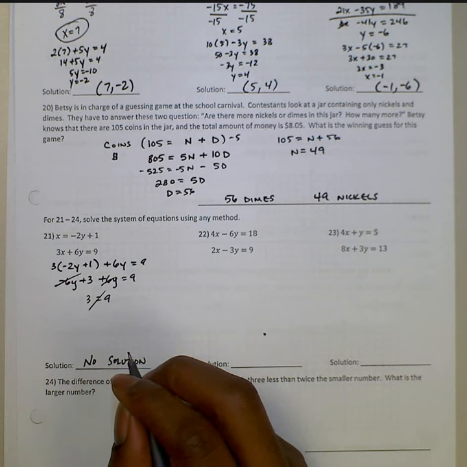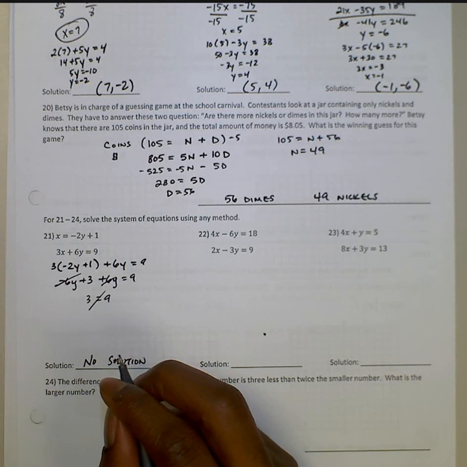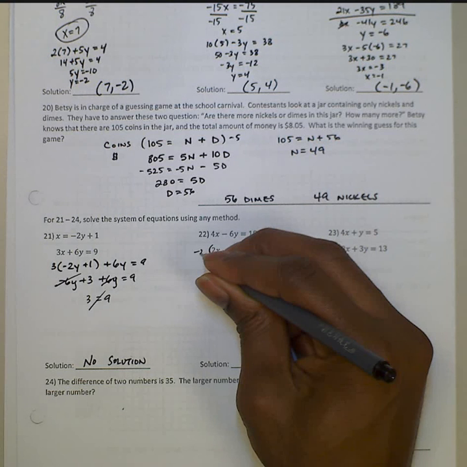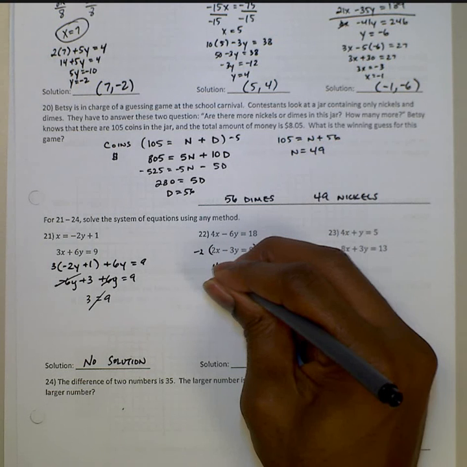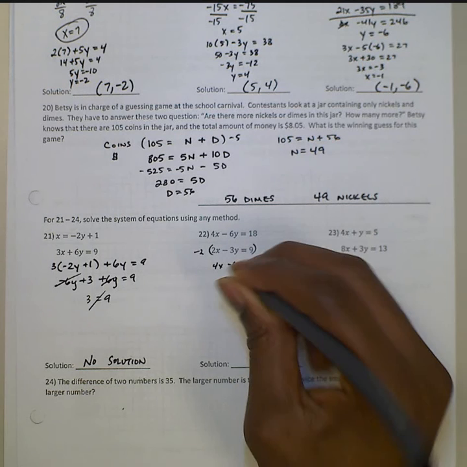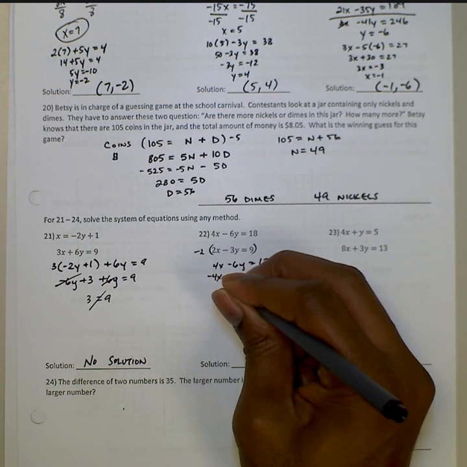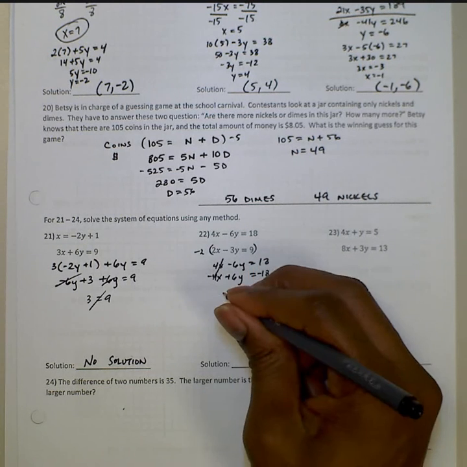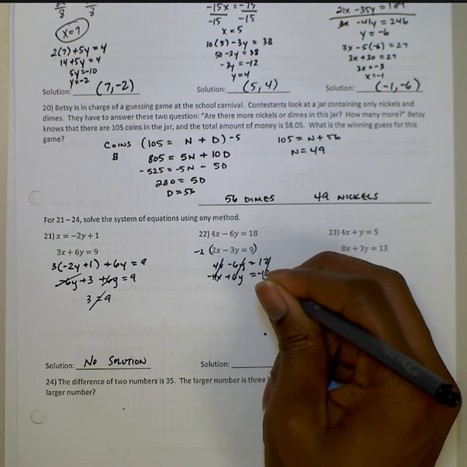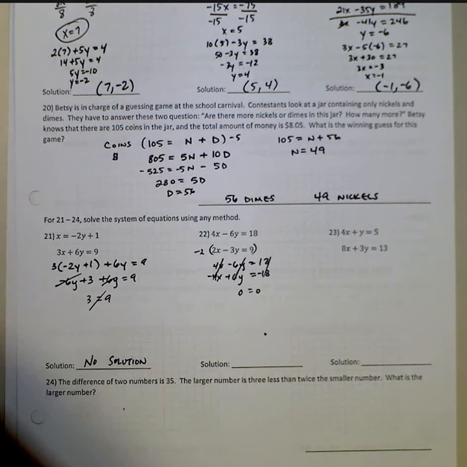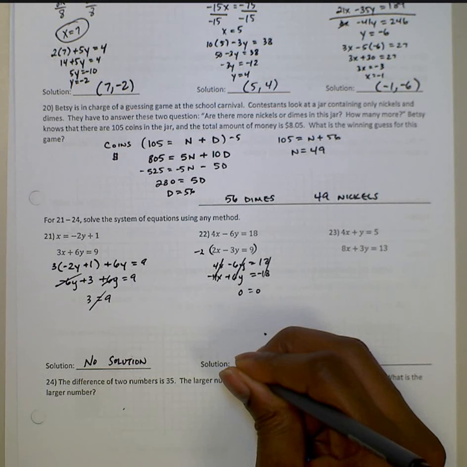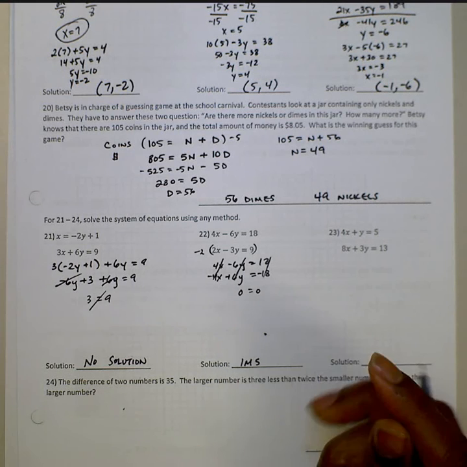Okay, number 22, they're both in standard form. It looks like elimination is probably the best way for this one. So what I'm going to do is multiply this equation by -2 to rewrite this top one. So 4x minus 6y equals 18. When I multiply by -2, I get negative 4x plus 6y equals negative 18. I add everything together, this cancels out, this cancels out as well. So everything cancels out. We get 0 equals 0. This is an example of infinitely many solutions. Like they're the same line.